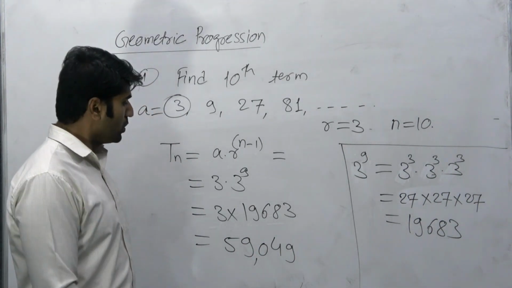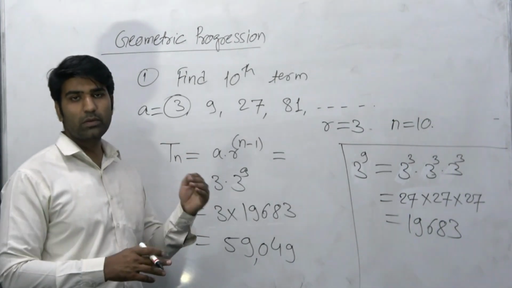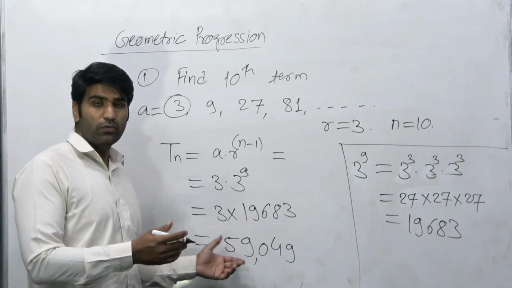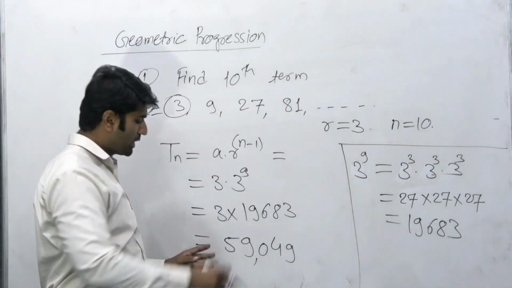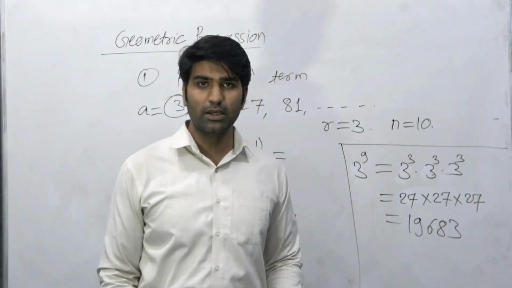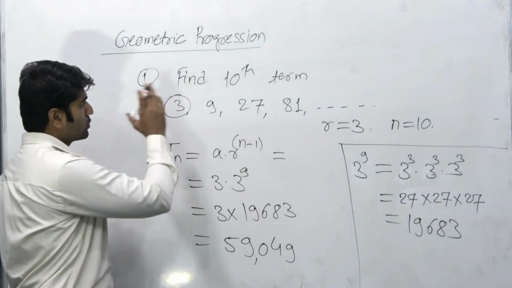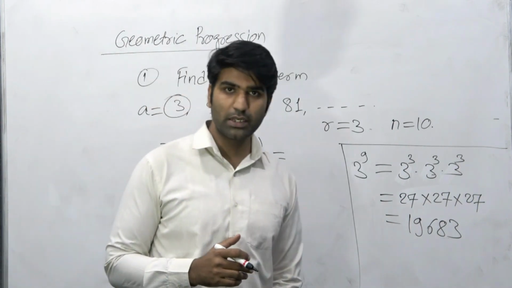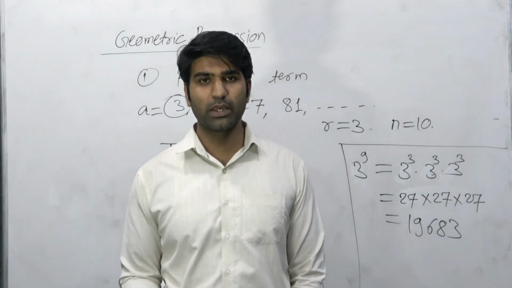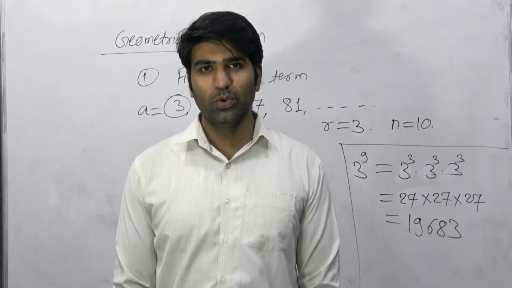If we have to calculate the sum of these 10 terms, that number will again be very big, because the 10th term itself is this much. Then we would have to calculate 3 plus 9 plus 27 plus 81 up to 59,049, so that will be quite a big number. So this was the geometric progression series. Take a few examples from any book and try to solve them by yourself. Okay, so thank you and keep studying.